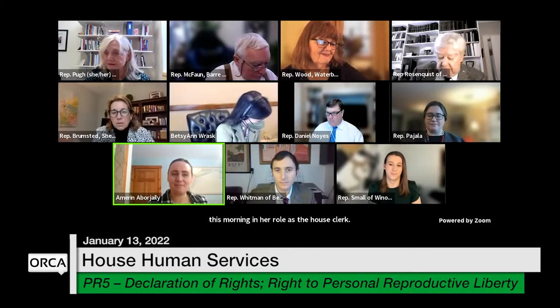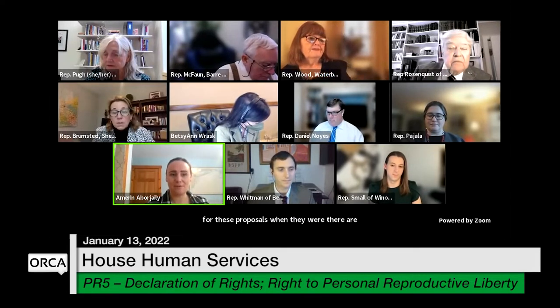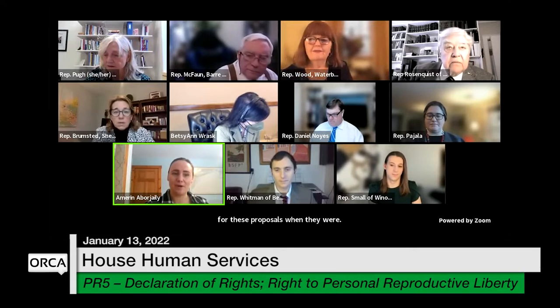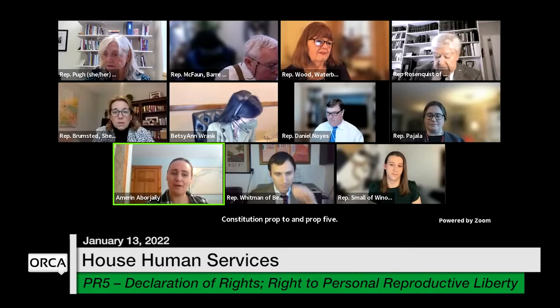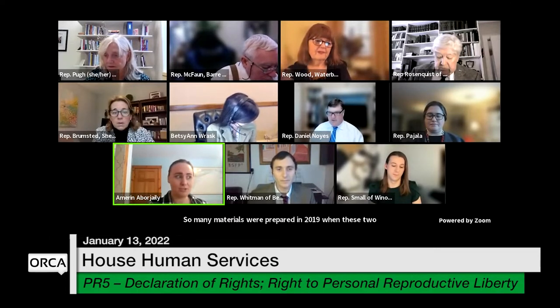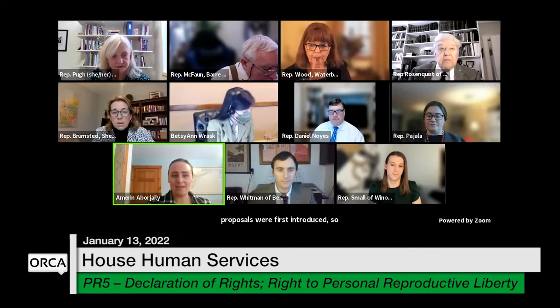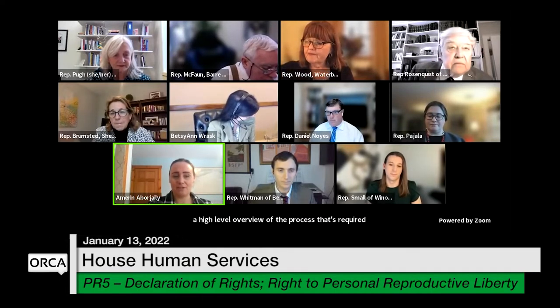Some of these materials were prepared in preparation for these proposals. There are two proposals currently for amending the Constitution, Prop 2 and Prop 5. Many materials were prepared in 2019 when these two proposals were first introduced. I will begin with a high-level overview of the process that's required under the Constitution.